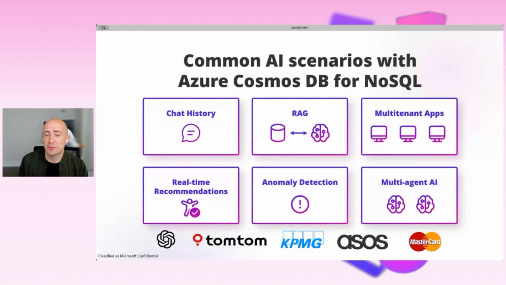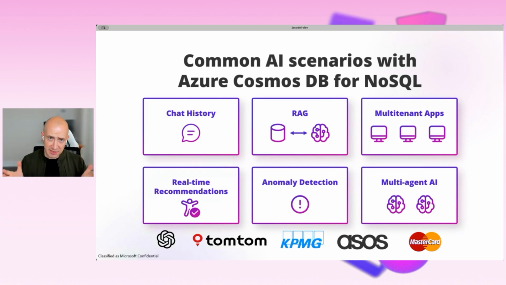Next is RAG, or Retrieval Augmented Generation. So this is all about taking the most relevant data from your database and using it to ground or personalize a large language model or a small language model in order for it to really become contextually aware to your scenario and to your data.